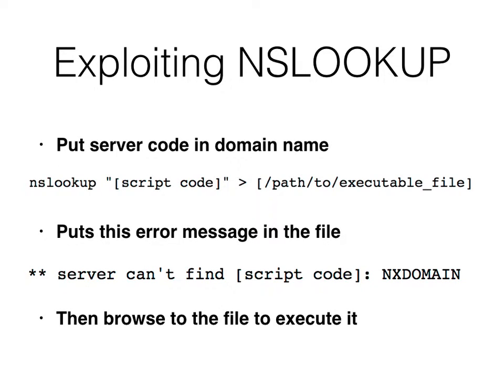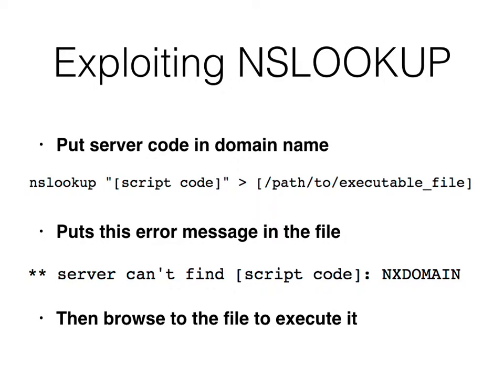So here's one with NSLOOKUP. You're going to do NSLOOKUP and then put it in some file that's executable. You could put your script code in there. It will then store in that file the error message, and the error message will include the script code, and then you execute that file and execute the script. This is a pretty common trick. Versions of this, like you put something in a log file and then execute the log file, and you sneak commands in there. It's a common way to achieve code execution on boxes that don't appear to offer code execution.